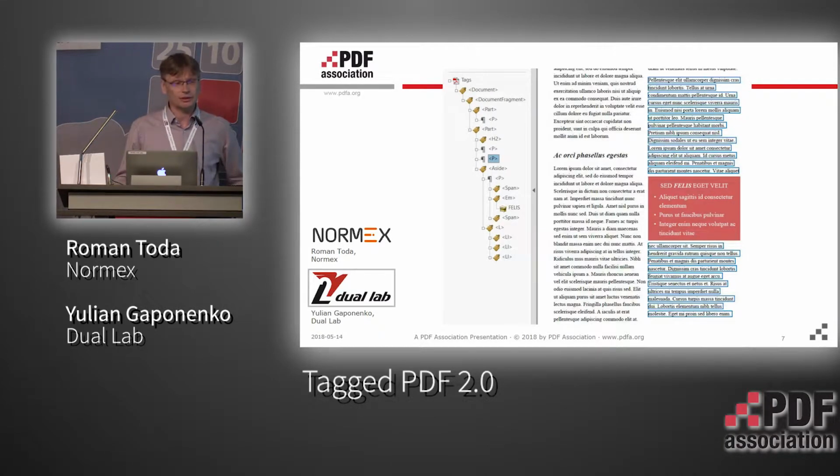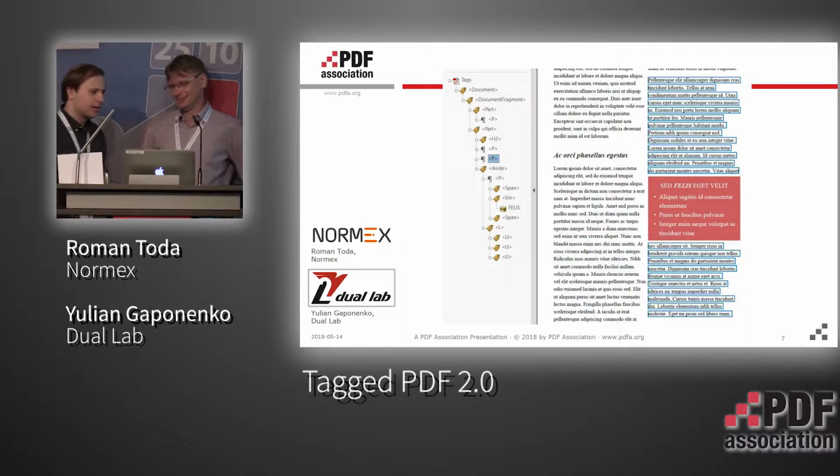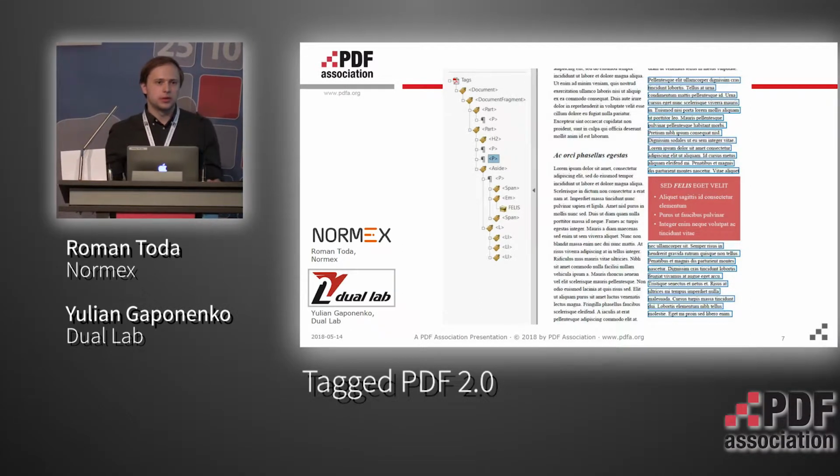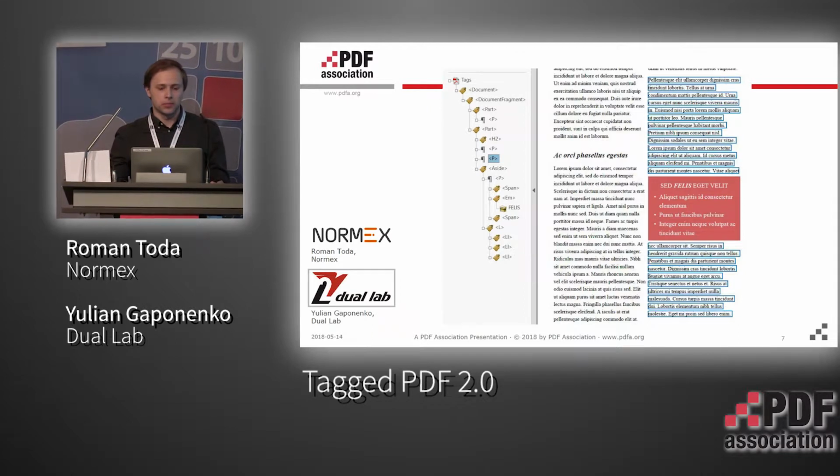And let me give the word to Yulian here. So, thank you, Roman. We've talked about the new tag set for 2.0. However, how do we exactly represent it inside the PDF document, and how is it different from the previous versions? So let's look at some more technical stuff.